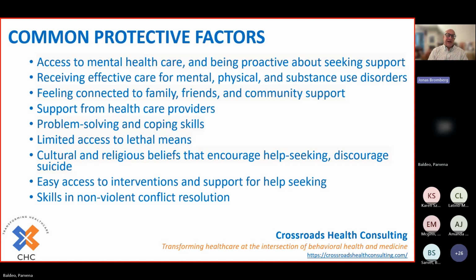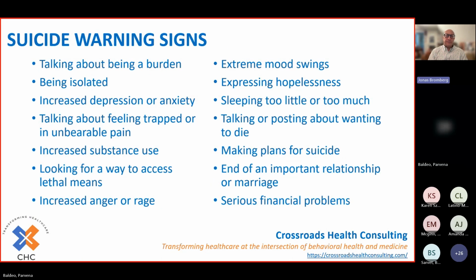Support from healthcare providers is important. And these are, again, things that can help prevent suicide in individuals. Next slide, please. They're often referred to as warning signs. These are things that happen, the experience of patients, either behaviors or things that we observe that put them at greater risk. And I'm not going to read through every one of these.